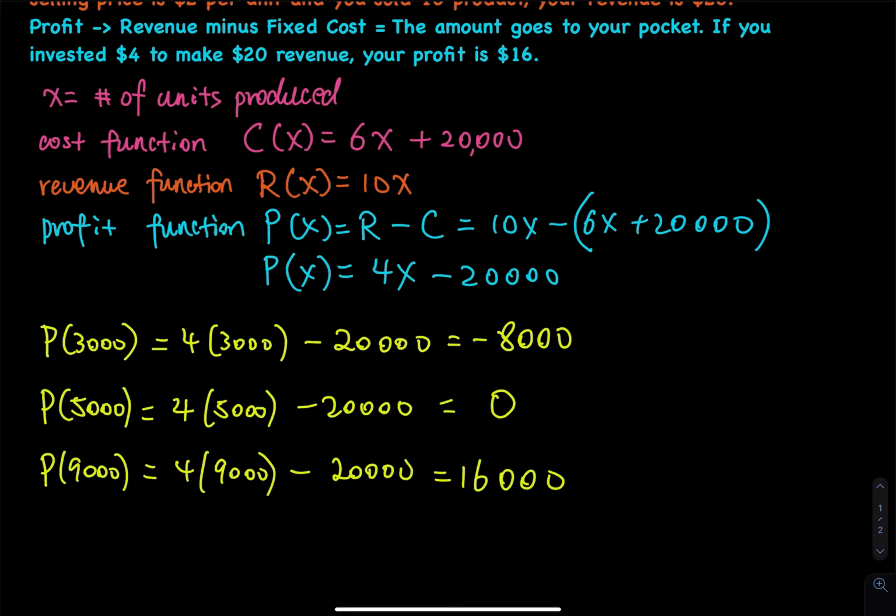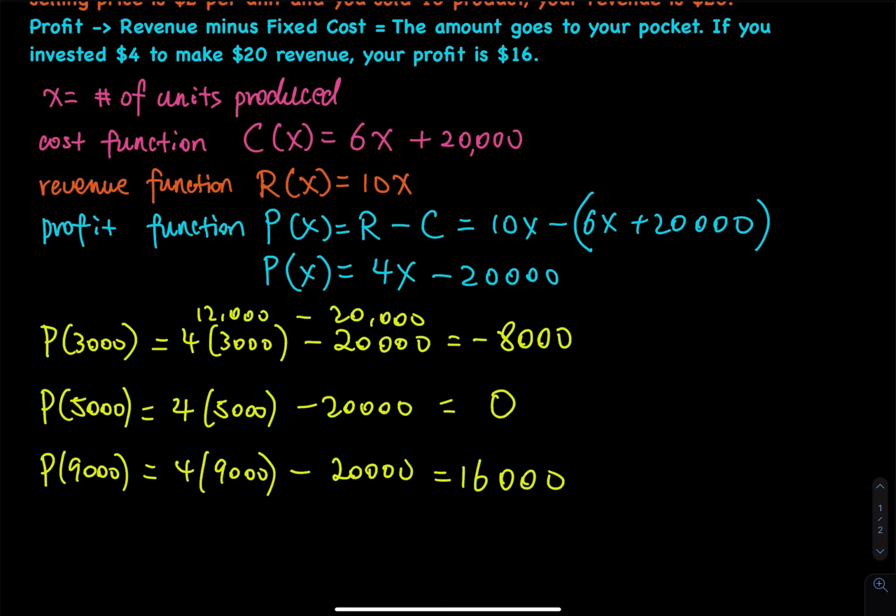All right, so what can you say? You have a negative, you have a 0, you have a positive. So can profit be negative? Of course, profit can be negative. So what is 4 times 3,000? That is equal to 12,000, right? 12,000 minus 20,000. What do you see here?